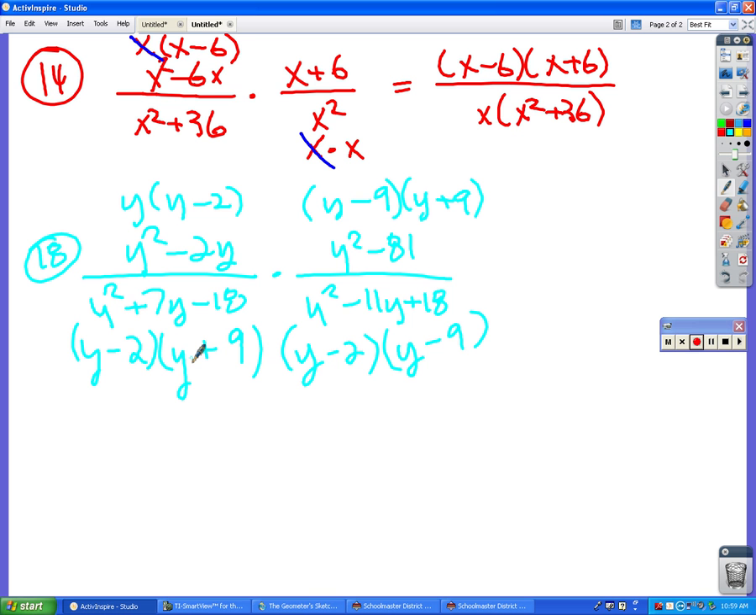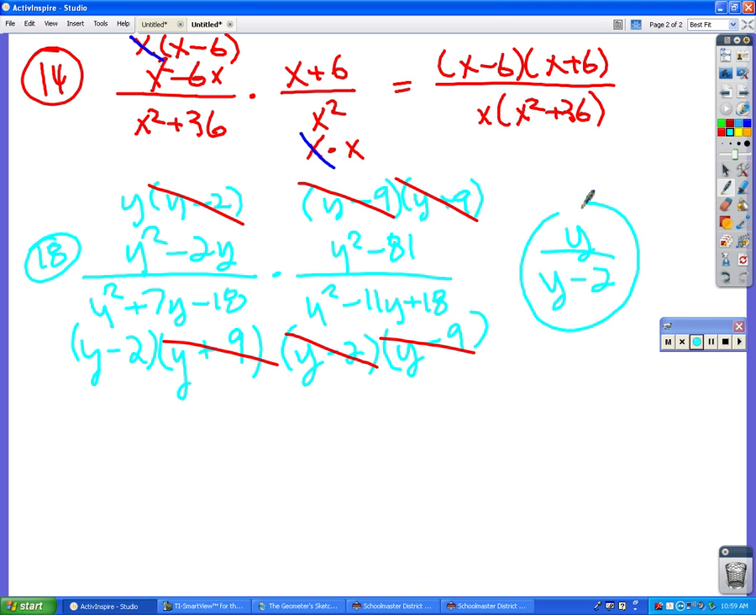Okay, so now everything is factored completely, so now we get to cancel. So y minus 9, y minus 9, y minus 2, y minus 2, y plus 9, y plus 9. Y over y. Nice job, Taylor.